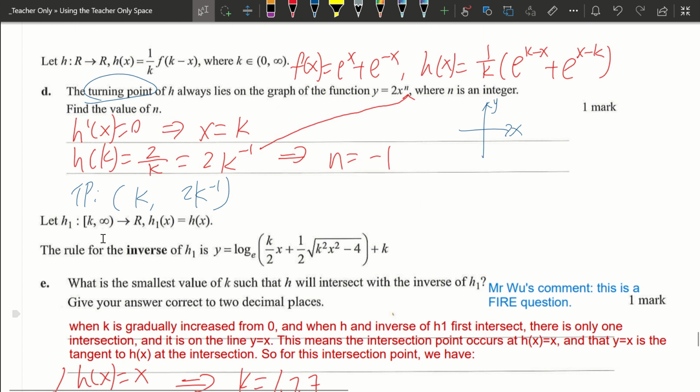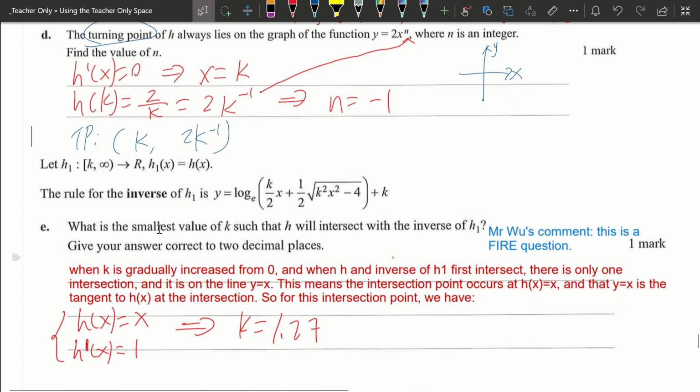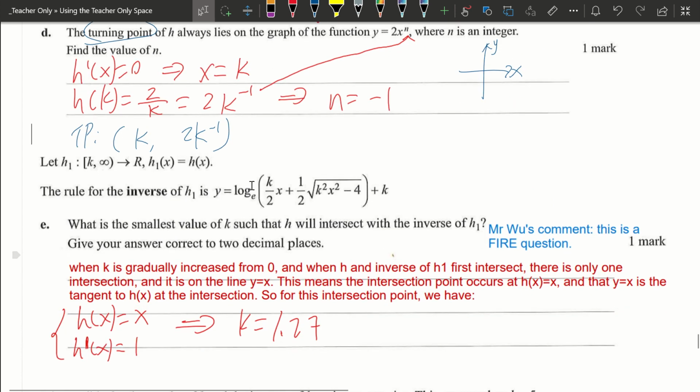And then we have h1. h1 is a function where the domain is restricted, right? If you look at h, the domain is R, all real numbers. h1 is simply a domain restriction on h because the rule is the same. Then you have the inverse of h1, which is a nasty thing, and it's given to you. And then it says, what is the smallest value of k such that h will intersect with the inverse of h1?